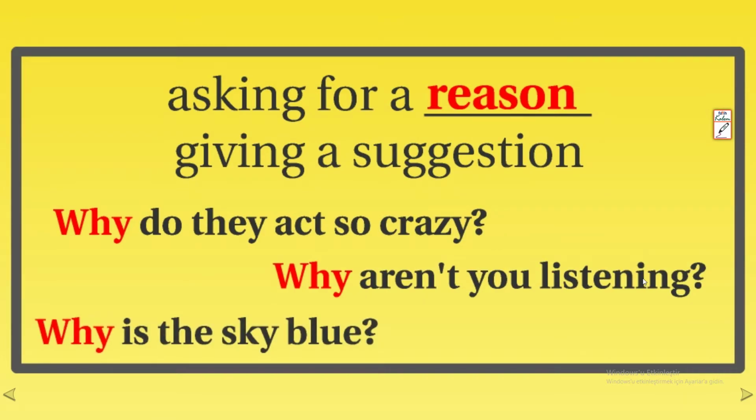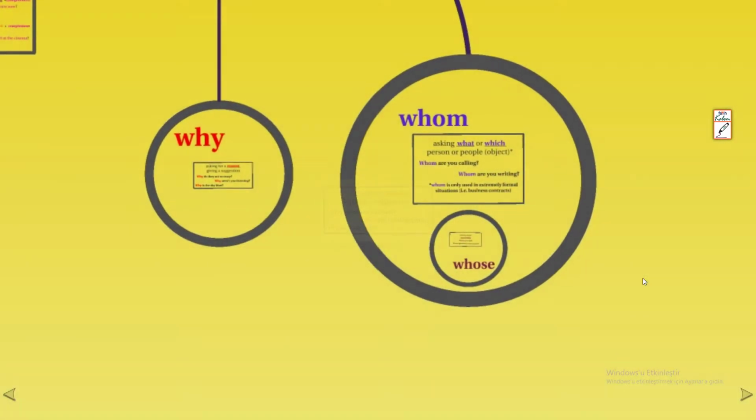Why is the sky blue? Because we have a sunny day. There are no clouds in the sky. The weather is sunny, the weather is hot, the weather is warm because we are in summer. That's why the sky is blue, by the way.